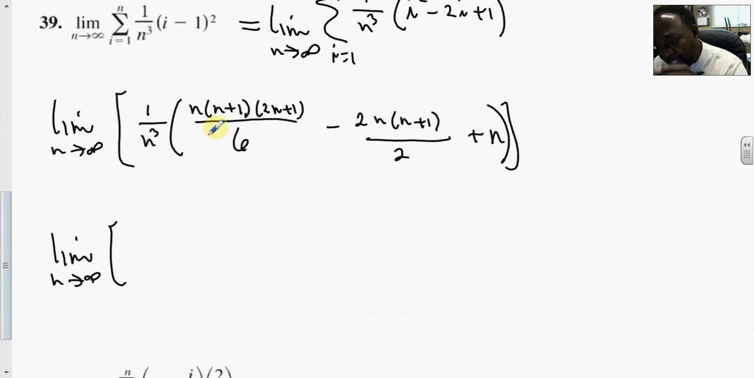You get 1 over n. That limit is 0. Then over here you have n divided by n cubed. That's 1 over n squared. That limit is 0. So the limit here is just 1/3.